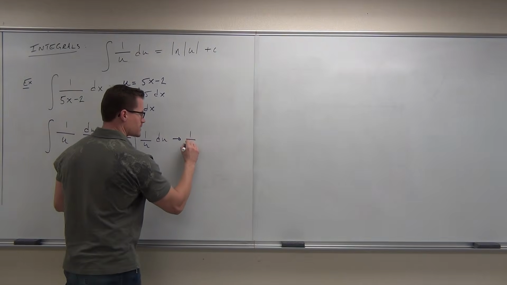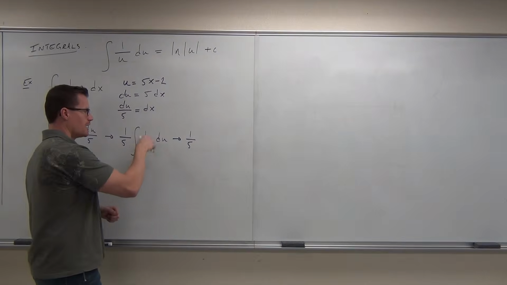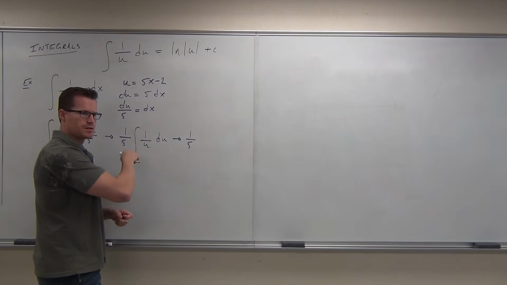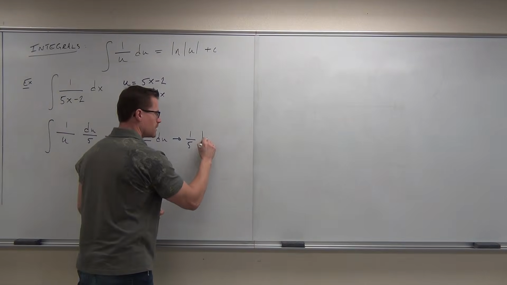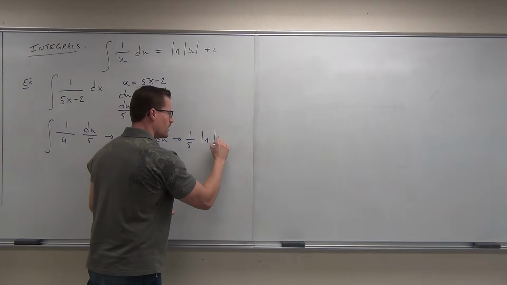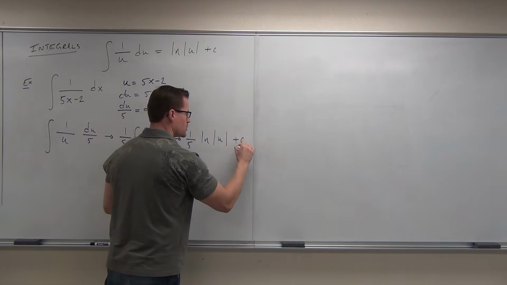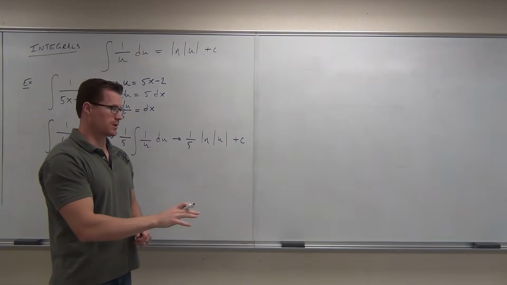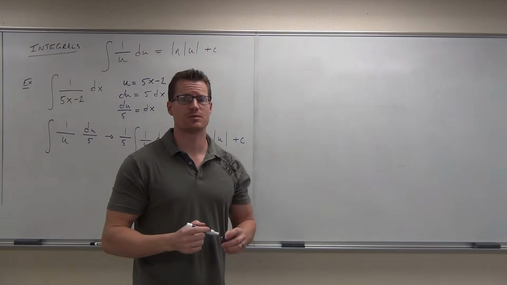I know the 1/5 stays there. That doesn't affect anything. Everybody, integral of 1 over u du is? ln. Put ln absolute value u. Good. Absolute value is important. Plus c, sure, you can put that now or you can put it at the very end. It really doesn't matter.